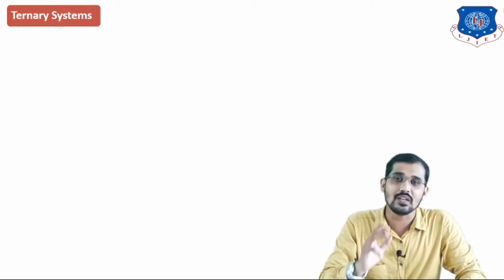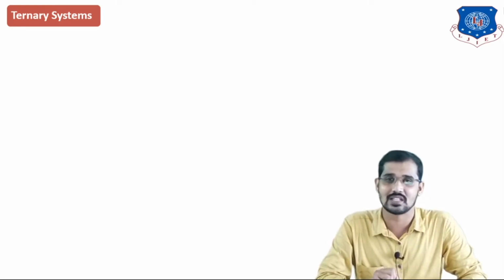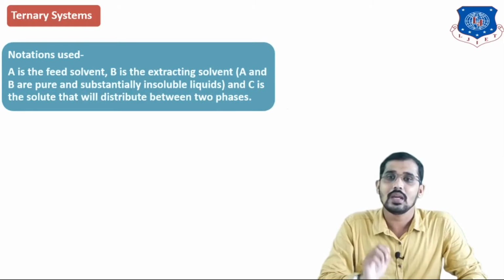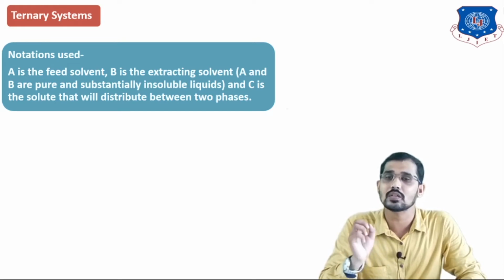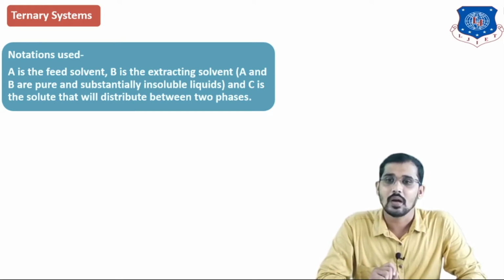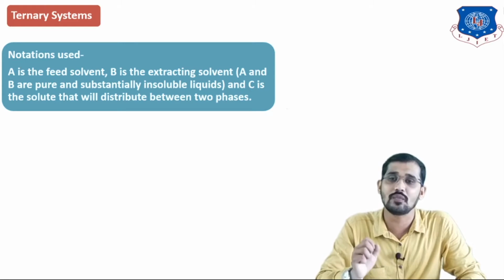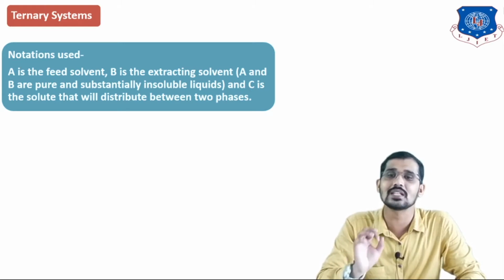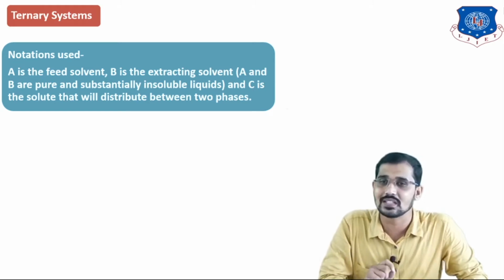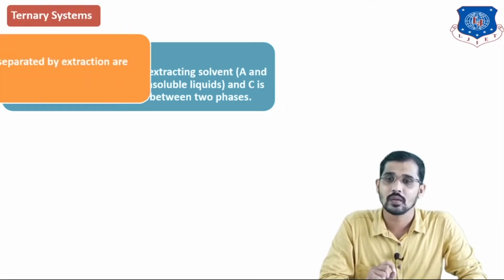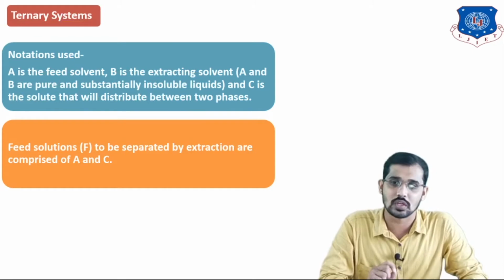Okay, now we will see the notations used in a ternary system. You can see on the screen now, A is the feed solvent, and B is the extracting solvent by using which we are removing solute from the feed solvent. The whole feed solution is A plus C. I told you A is your feed solvent and C is the solute which we want to remove. So the feed solution F is equal to A plus C.